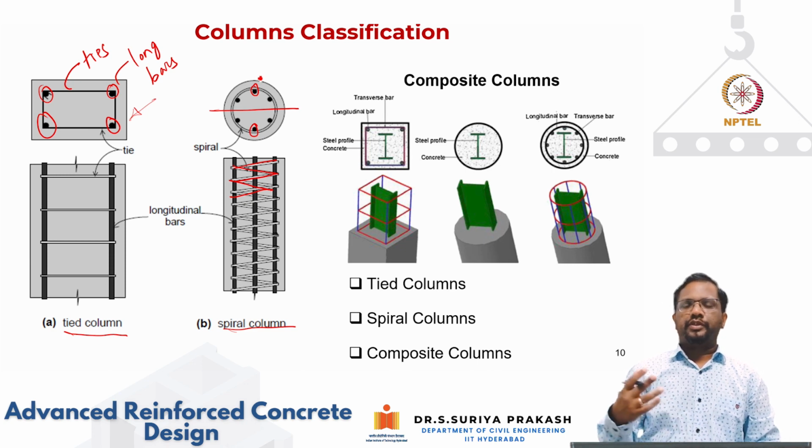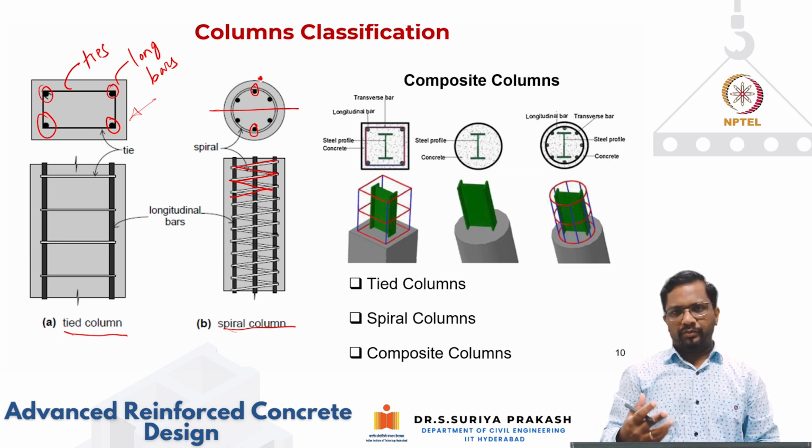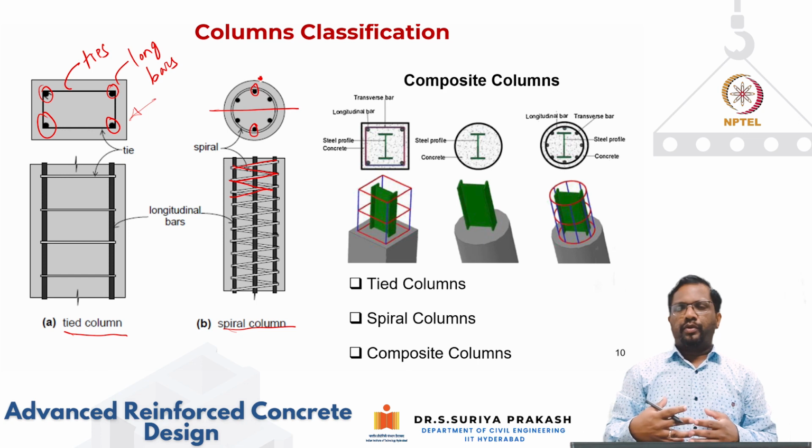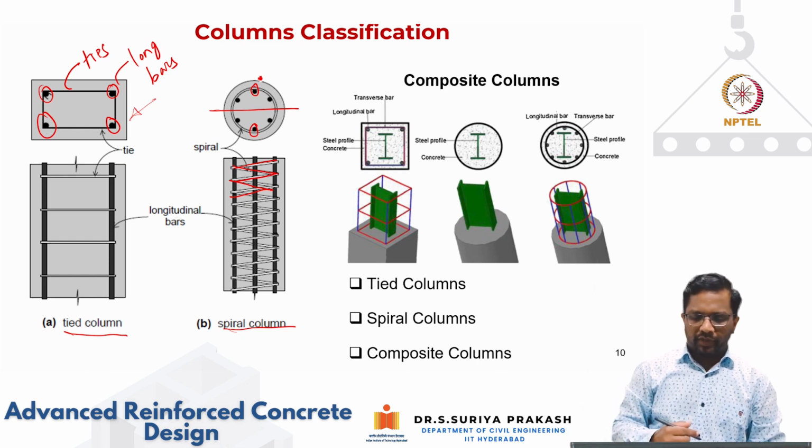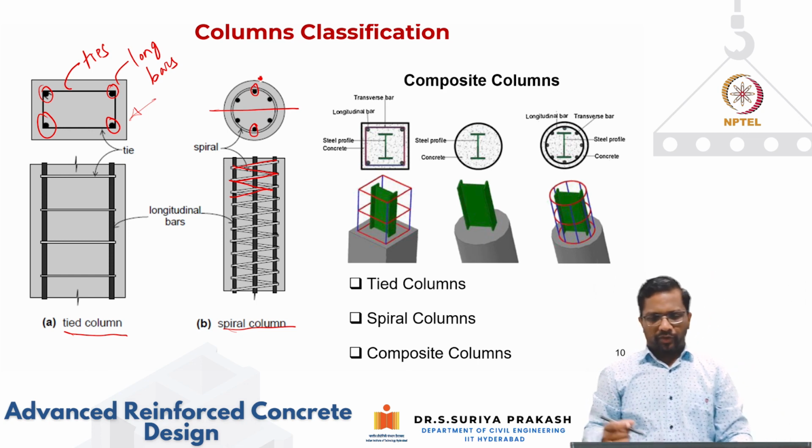So circular sections are not efficient from a bending resistance point of view. However, they are very efficient at resisting compression loads because they have uniform confinement, which we will talk about in the coming modules.